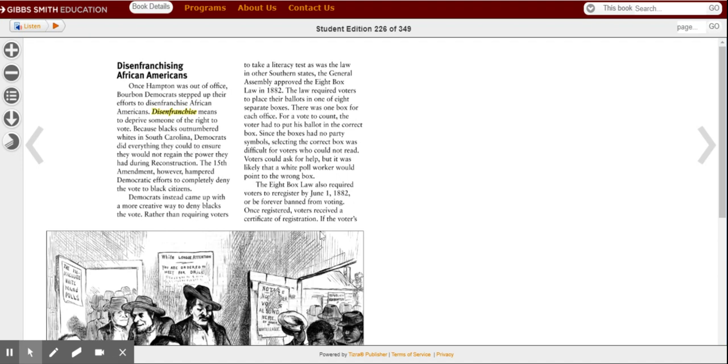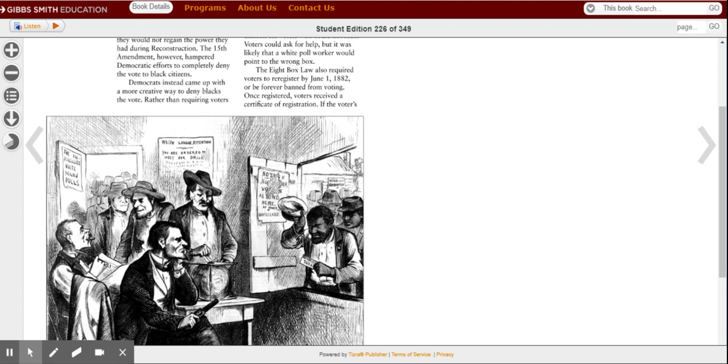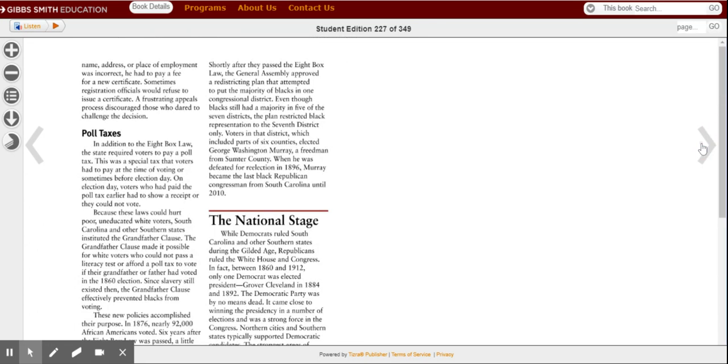So the Democrats did everything that they could do to ensure that they would not regain the power that they had during Reconstruction. That's talking about African Americans. So the Democrats were against the African Americans being able to participate in politics. Things like poll taxes, the eight box law, several other different things prevented them from voting. All right, because either they didn't have money, or couldn't read or write.